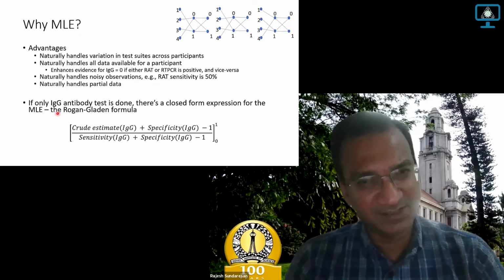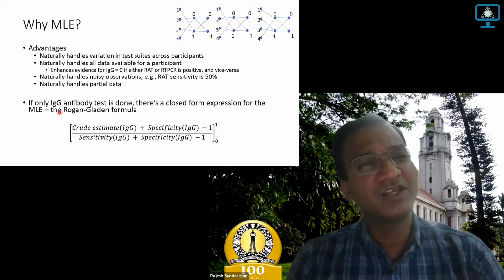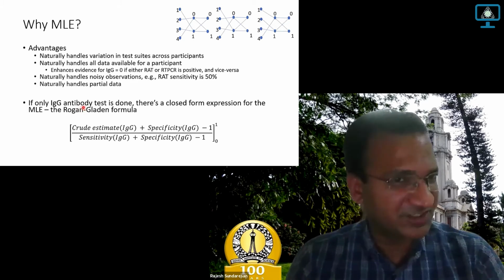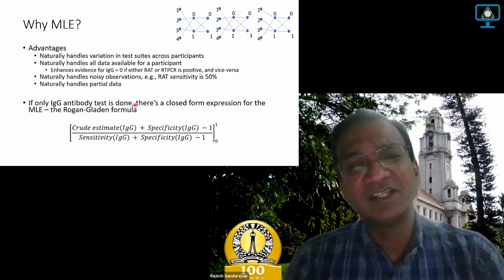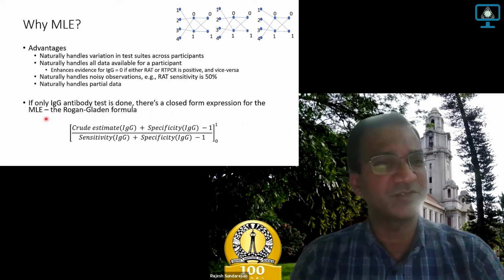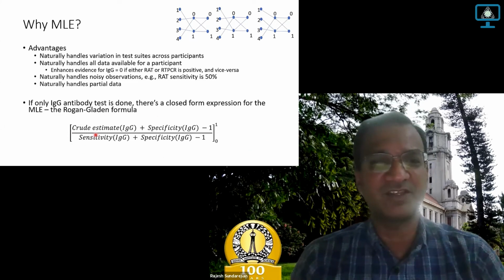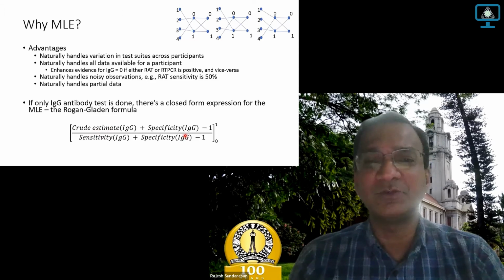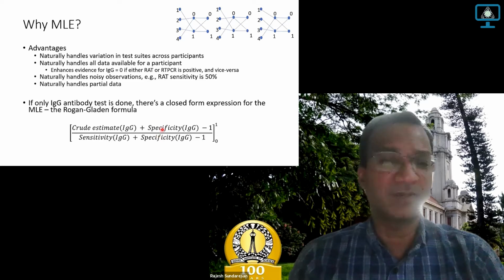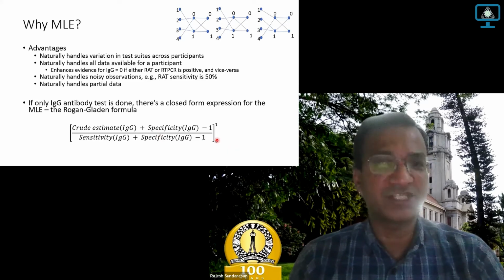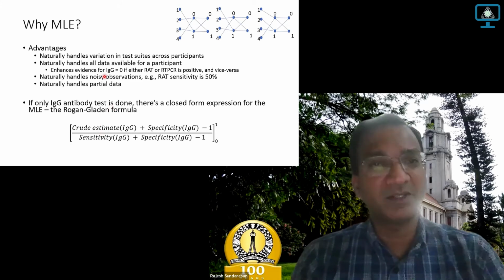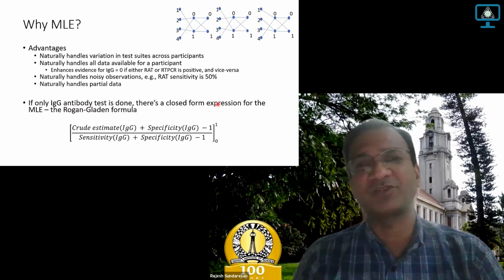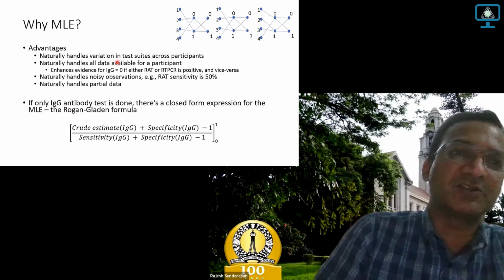Why MLE? The MLE reduces when we have only one test, and that's only the antibody test, and we are, let's say, looking at past infection. This is the usual one that's done for seroprevalence. In that particular case, there is a closed form expression for the MLE, and that's the Rogan-Gladden formula. So that's given here. You take the crude estimate, what fraction turned out to be positive, and then you adjust that with the specificity and the sensitivity in this way. Sometimes it might be above 1 or below 0. You project it onto this interval, and that's the Rogan-Gladden formula. But it's exactly the MLE when there's only one test, and in that simple situation, we have a closed form expression. Otherwise, we have to essentially resort to a numerical procedure.